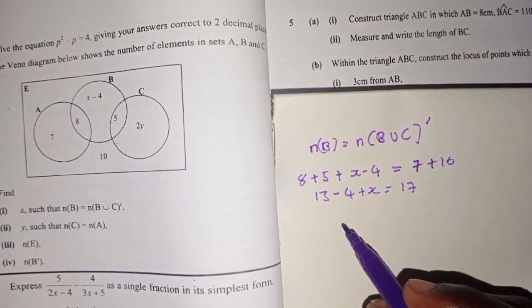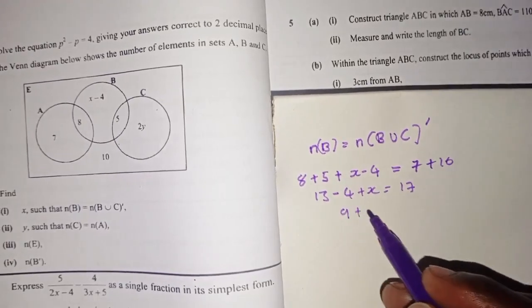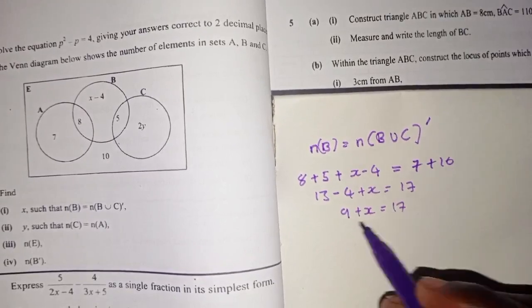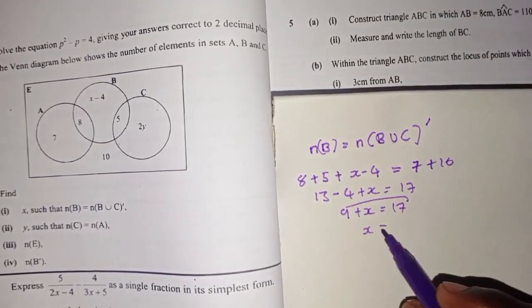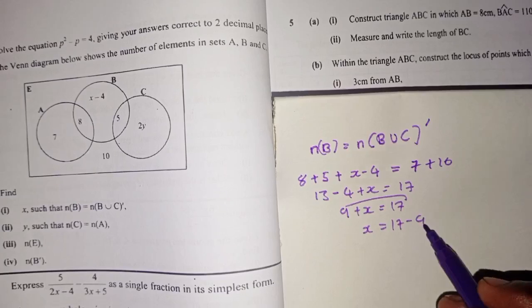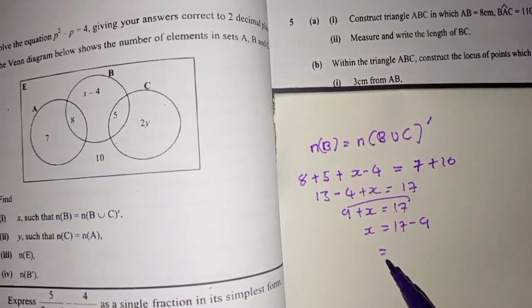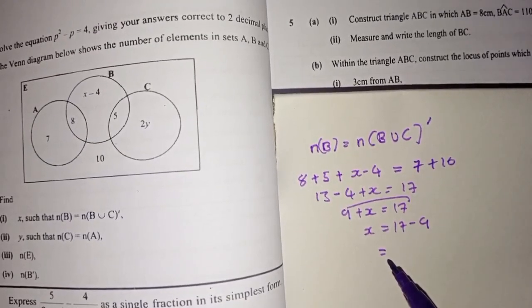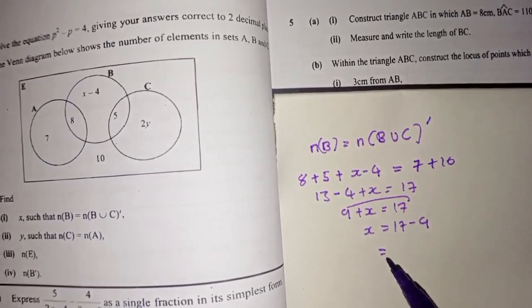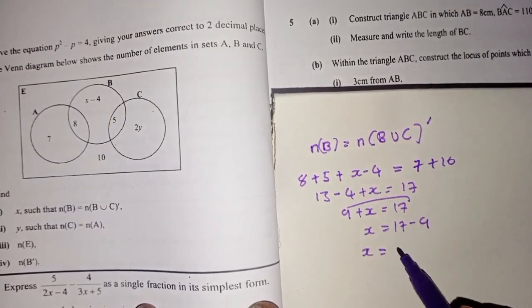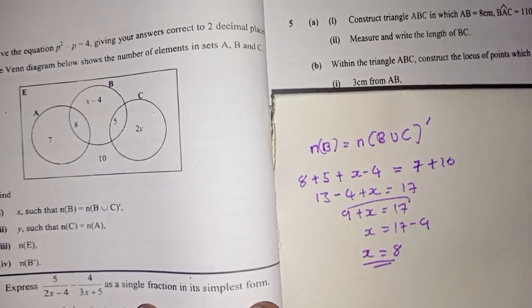All right, so here you get 9 plus x is equal to 17. Take this one, this side, x is equal to 17 minus 9, and this happens to be 8, okay, x is equal to 8, and it's done here.